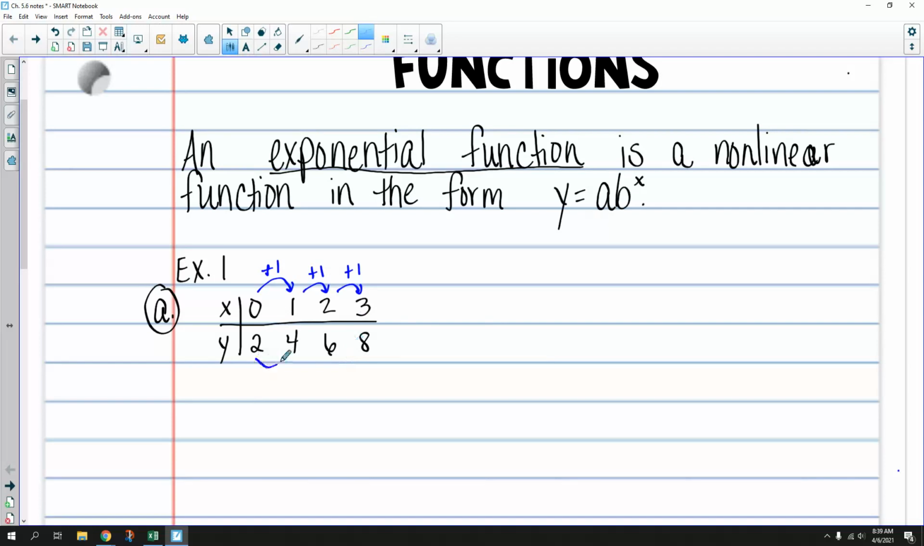So how do you get from 2 to 4? Well, you can add 2 or you could multiply by 2, right? But then from 4 to 6, did you add 2 or multiply by 2? Well, we added 2. So then it's not going to be times 2. And then from 6 to 8, you are adding 2. And because it's all addition, this is linear.